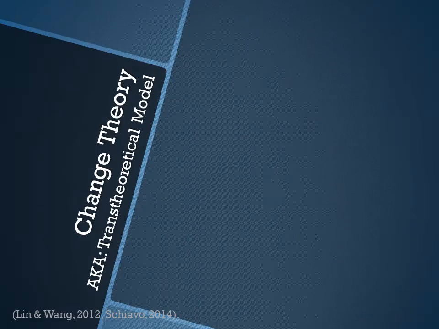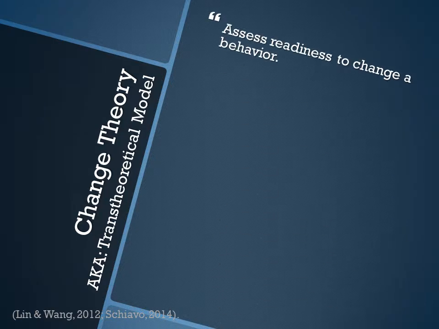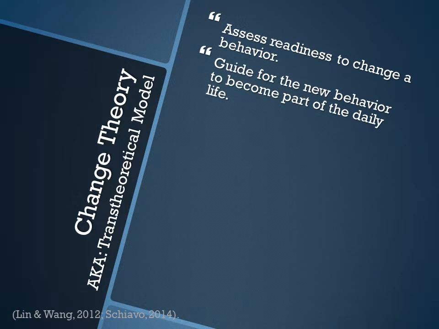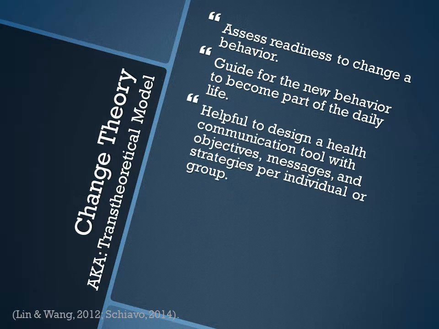I'd like to discuss my idea on how to change a diabetic's diet. I'd like to introduce the change theory, also known as the trans-theoretical model. This model assesses the readiness to change a behavior. It guides the new behavior until it becomes part of the daily life. It's helpful in order to design a health communication tool with objectives, messages, and strategies for someone or people.